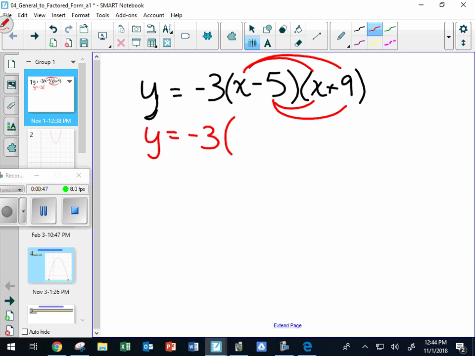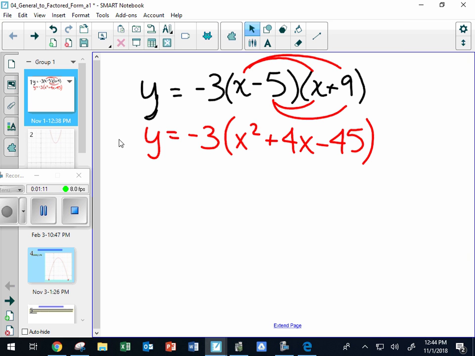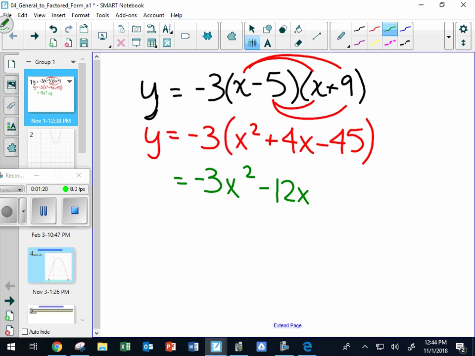Yes. I went x times x, which is x squared, and I got 4x, and minus 45. All right. So distributing this out, we got x squared plus 4x minus 45. All right. And then if we distribute our negative 3 in, we will end up with negative 3x squared minus 12x plus 135. All right. So this right here is our general form.